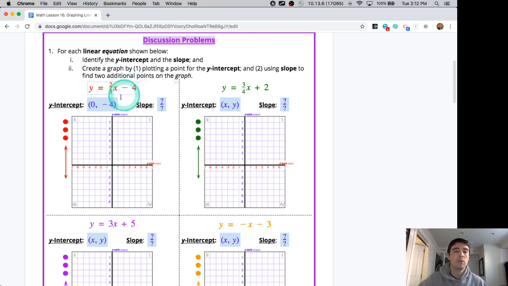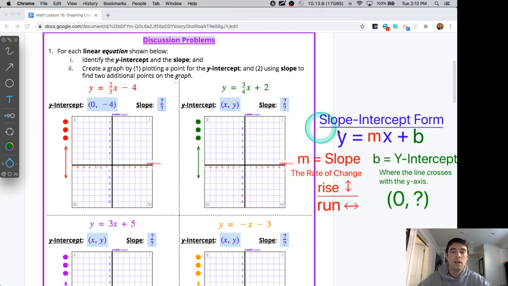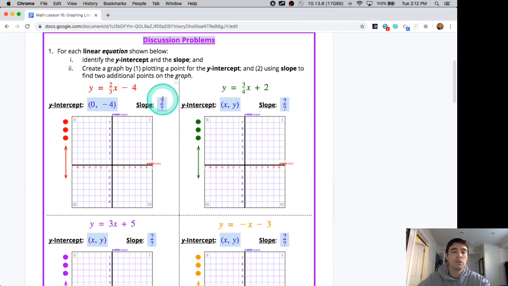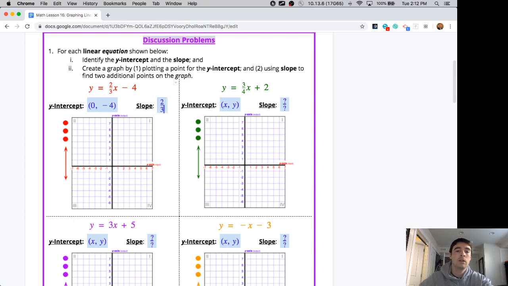If the -4 represents the y-intercept for us, then the slope, the m piece, is going to be this 2/3 right here. So I'm going to go ahead and enter a slope of 2/3. That's what's multiplied with x.